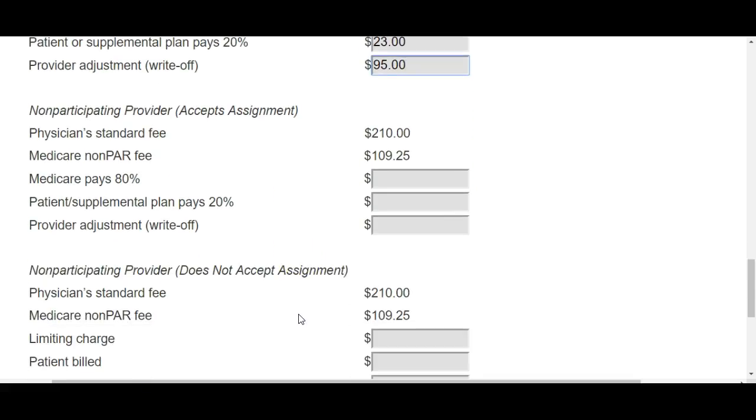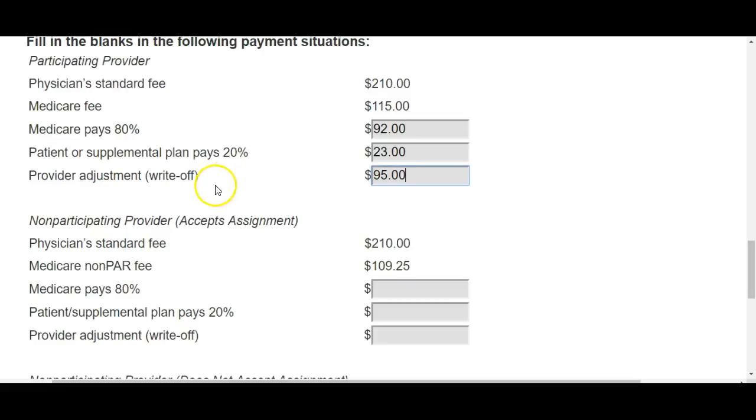Now we're moving on to a non-participating provider, but one who still accepts assignment. So if, you know what, let me go back up here really quickly. I just want to make note that this write-off amount can never be billed to a patient. So that's important to notate. You can never bill the write-off amount to a patient.